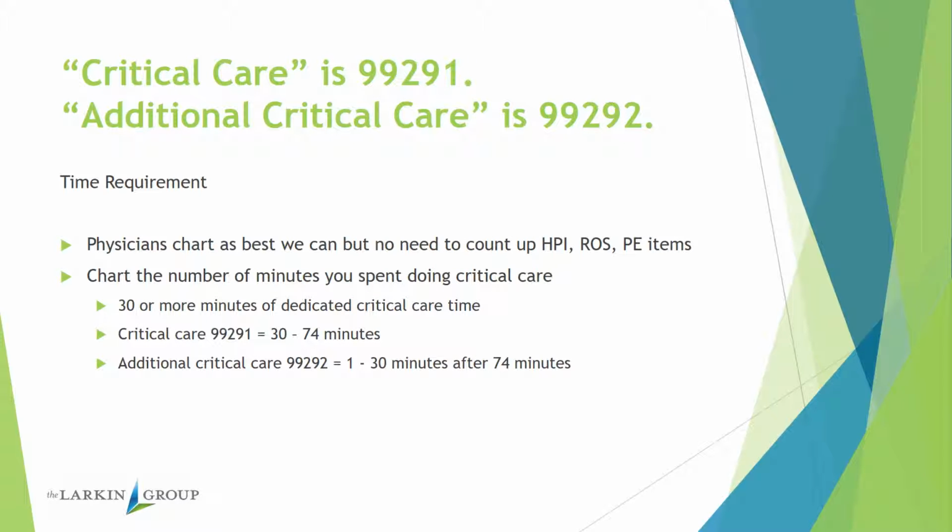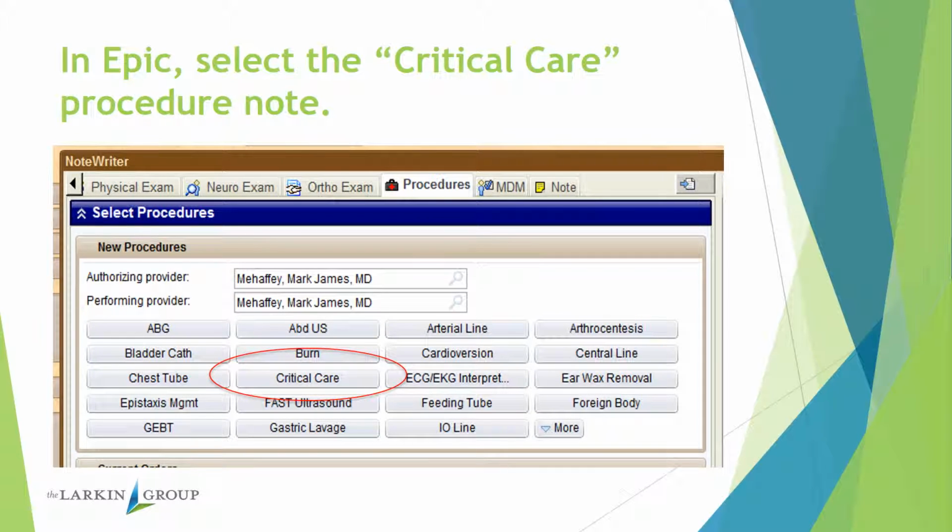So we chart as best we can, but we don't need to fill out every template item like we do in levels 1, 2, 3, 4, and 5 when we're doing a critical care patient. The important thing to do is document the number of minutes that we spend on that patient. When you spend a total of 74 minutes or fewer on a critical care patient, you use the critical care charge 99291. If you spend over 75 minutes on a critical care patient, you'll also be adding at least one 99292 charge. We'll go into that more in a second.